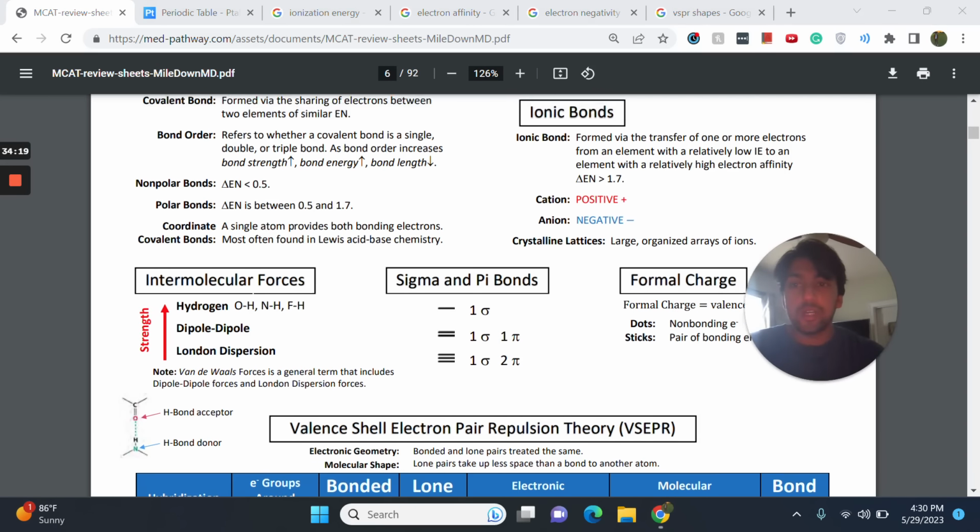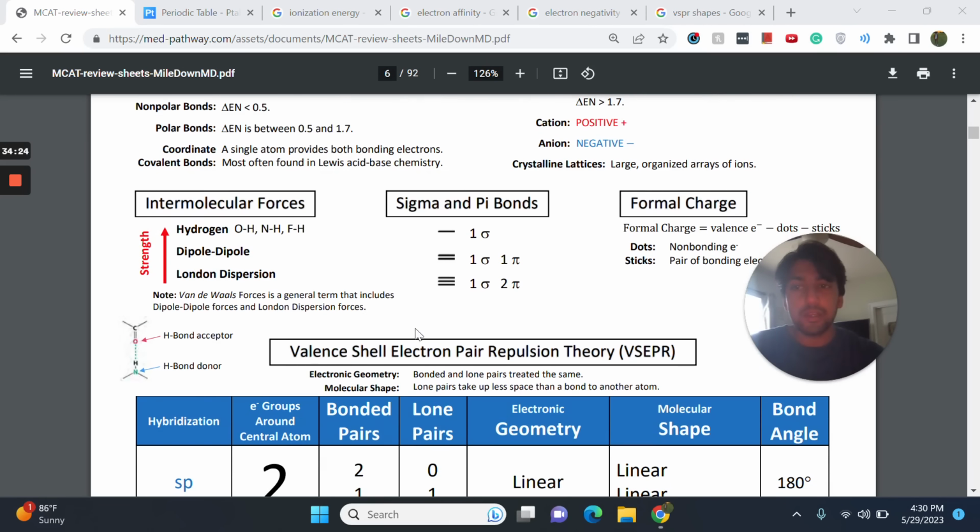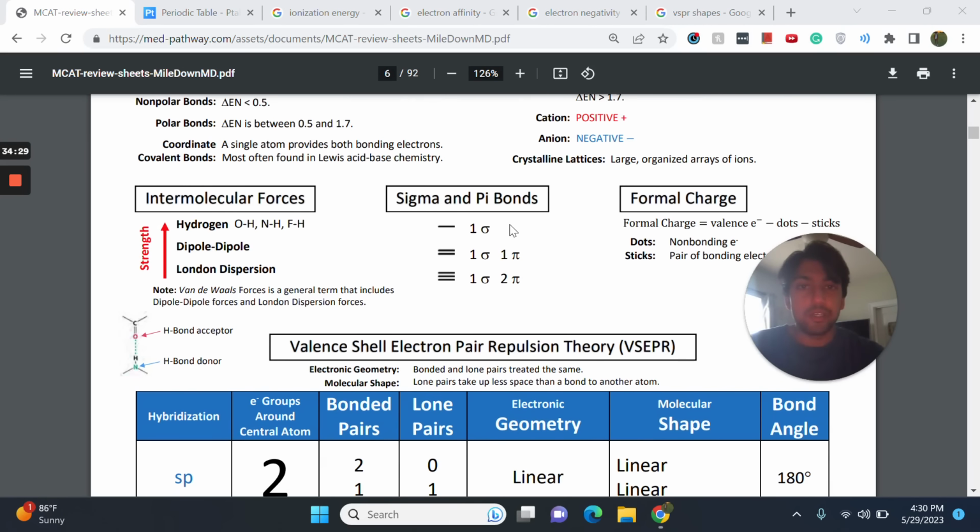You should know that intermolecular forces are weaker than covalent or ionic bonds, right? And things like London dispersion forces are pretty momentary and instantaneous.